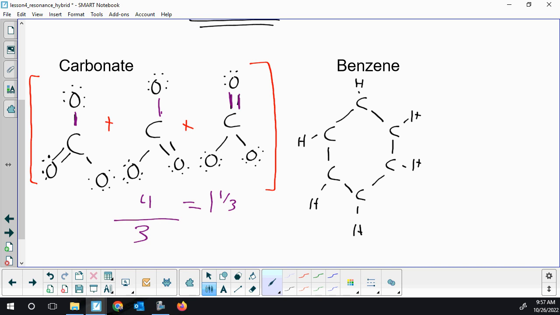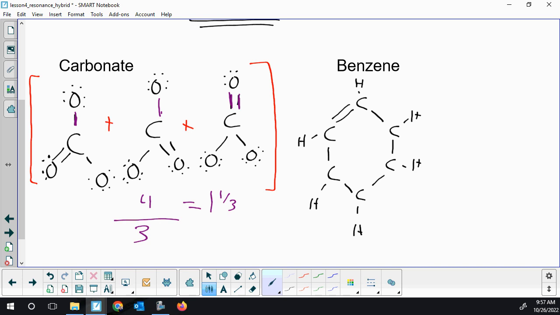No, I'm not done. That doesn't work. If you count the carbons, there's only 3 bonds so far. We need another bond. One way to solve this is if you put a double bond there. The carbons on both sides will have 4 bonds now.